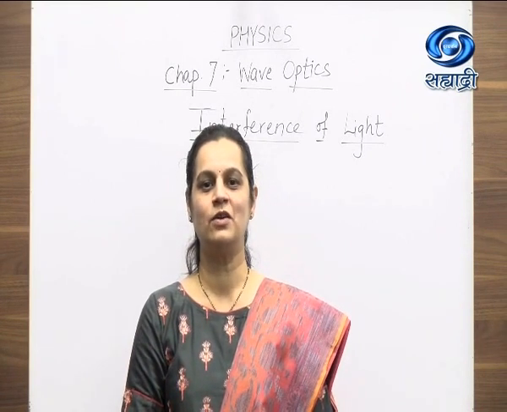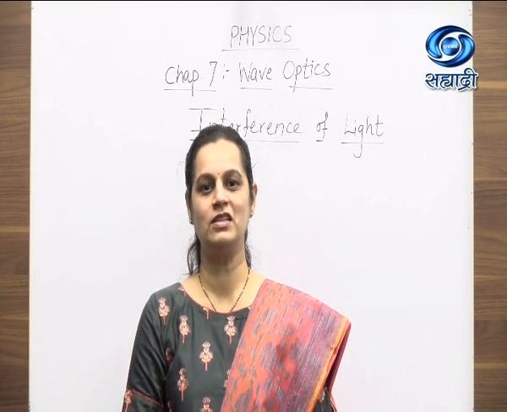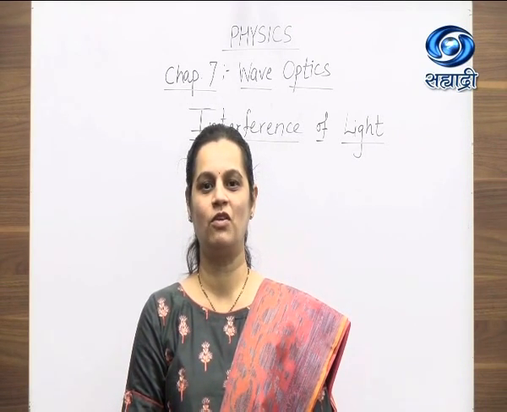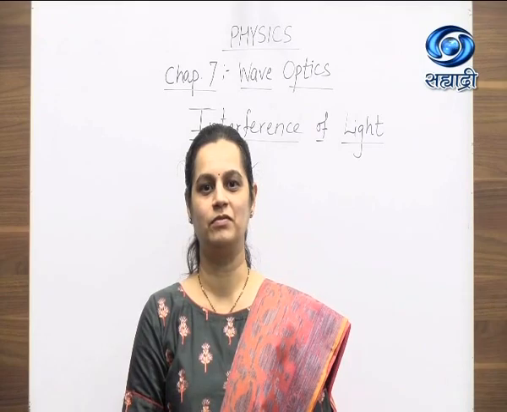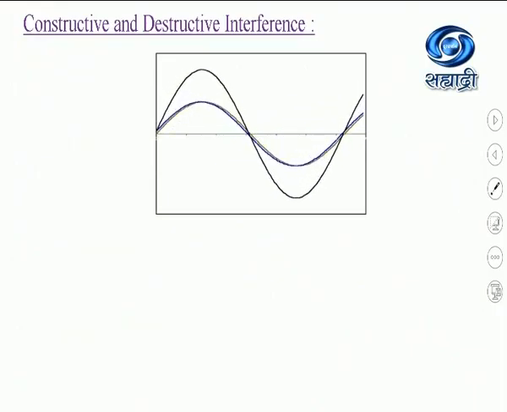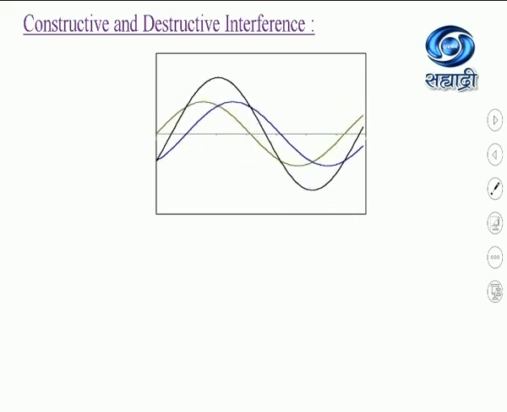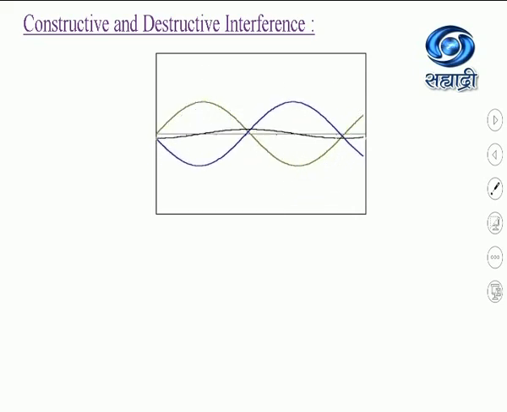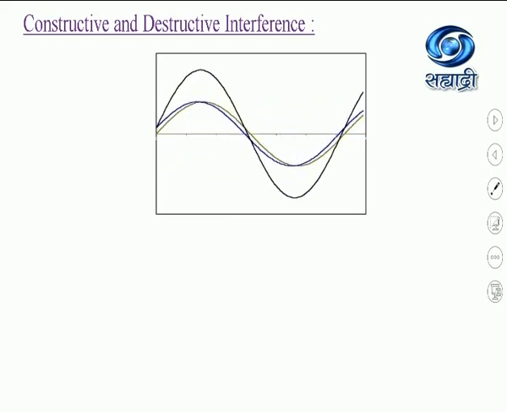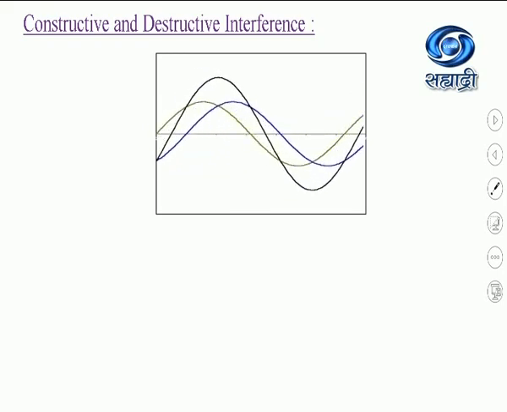In the last lecture, we had started interference. So let us see interference of light with the help of PowerPoint presentation. In the last lecture, we had started the phenomenon of interference and we had seen the constructive and destructive interference. Let us revise this once again.